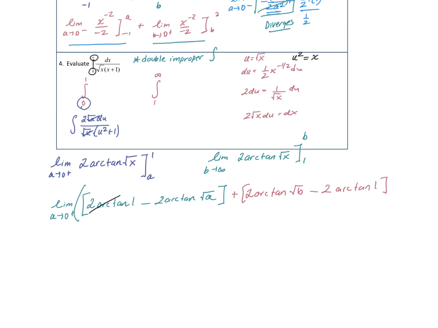So this ends up canceling. So I have negative 2 arctan of a. I'm going to plug in the 0. So arctan of 0 is 0. So this is 0 plus b. I should have a limit here for this one. The limit as b goes to infinity. So this is arctan of infinity. Arctan of infinity is pi over 2. So this goes to pi over 2, and then pi over 2 times 2 is pi. So this converges.